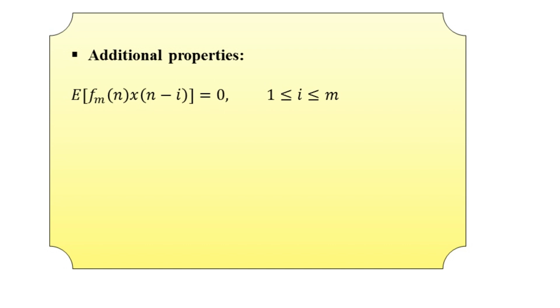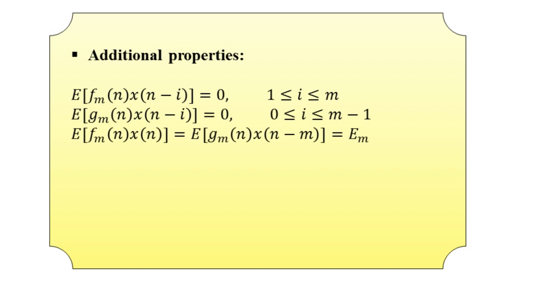In the similar fashion we will have capital E of G suffix m of n into x of n minus I hold the value 0 for I greater than or equal to 0 but less than or equal to m minus 1. We will have capital E of f suffix m of n into x of n, that will be equal to capital E of G suffix m of n into x of n minus m, which will be equal to capital E suffix m.